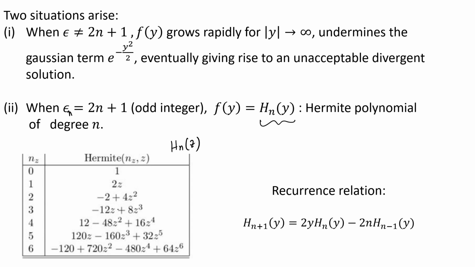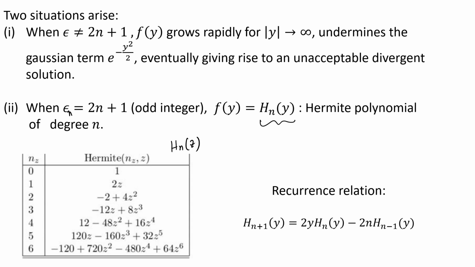So, n equal to 0 is allowed, and for n equal to 1, it is equal to 2z, which means 2y if you write it in terms of y, and for n equal to 2, it is minus 2 plus 4z squared or minus 2 plus 4y squared, and so on. So, there are a few Hermite polynomials that are listed here.